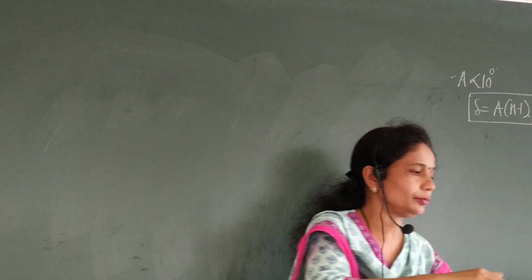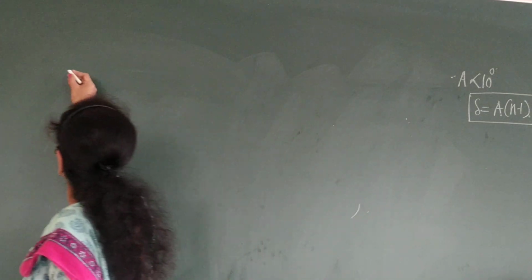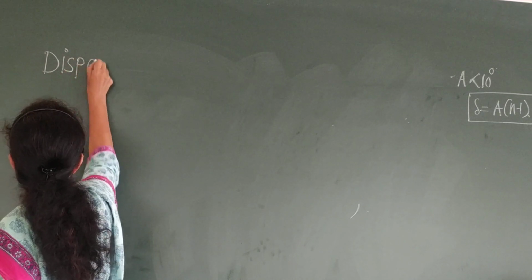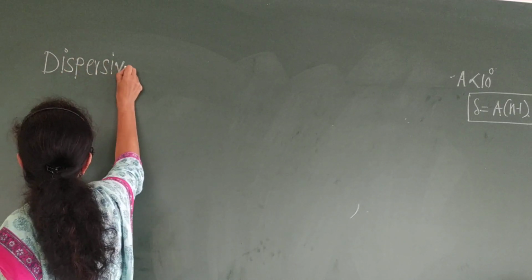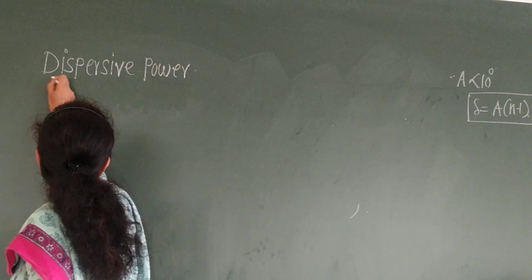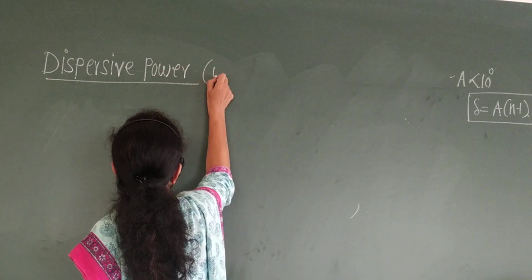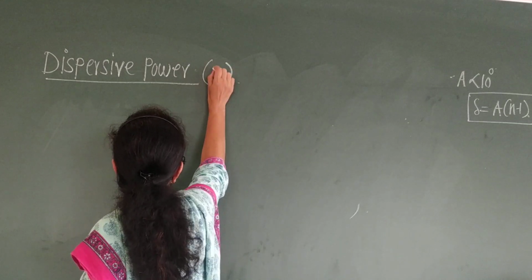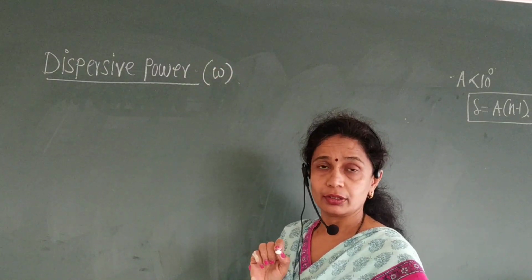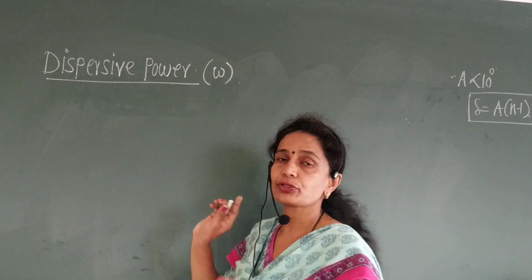Okay, now the next point is dispersive power. It is denoted as omega. This symbol is called omega, not W. This is the omega, dispersive power.